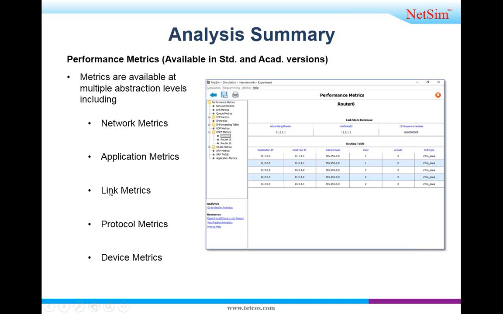Okay. Then link metrics is there. Link metrics displays the values of the metrics which are related to each link, like packets transmitted, packets errored, and collided. Okay. Then protocol metrics is there, which displays the protocol based metrics which are implemented in the network scenario. Okay. Then device metrics is there, which displays the device related metrics like ARP table and IP forwarding table.